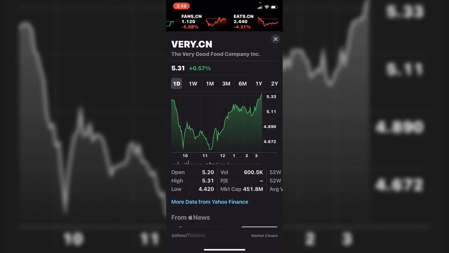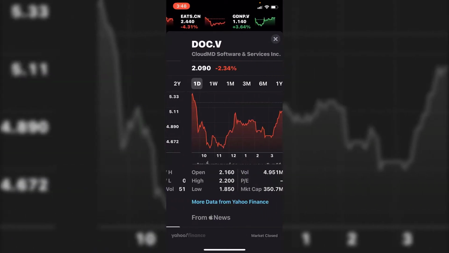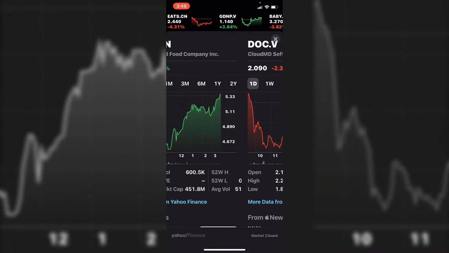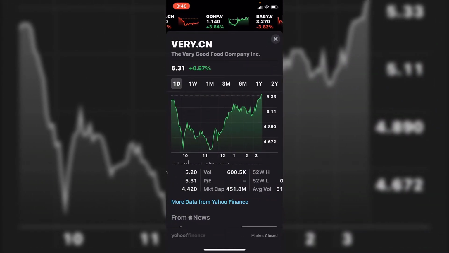And something else to mention here is if you want to go to the previous or next stock, you can always slide to the left. Let me just slide to the left or slide to the right, okay? That's as simple as that.